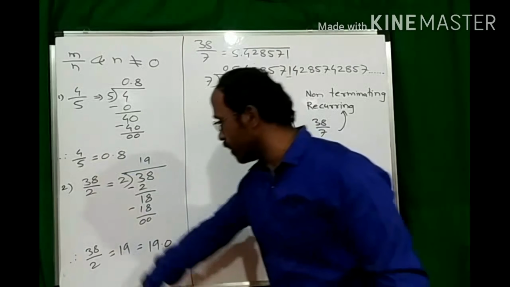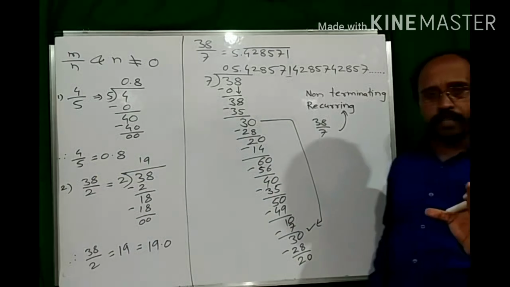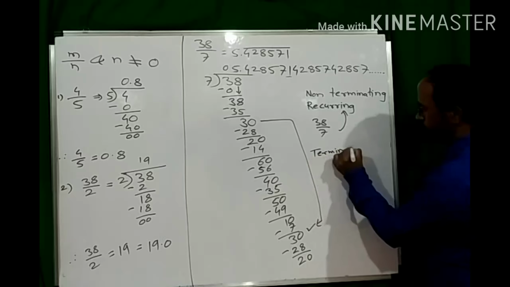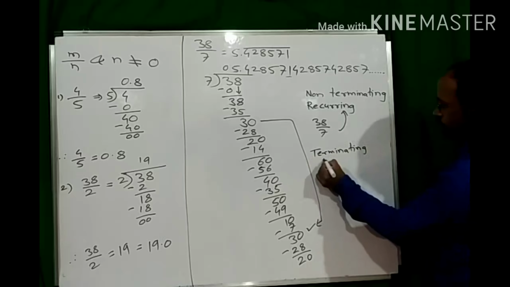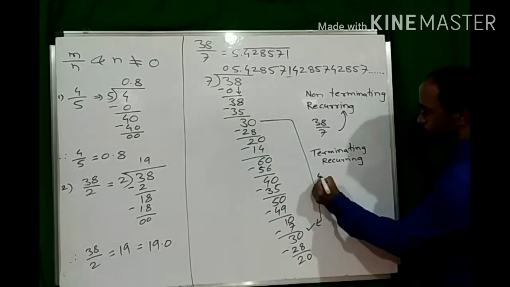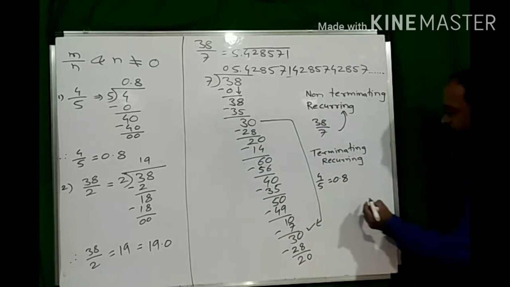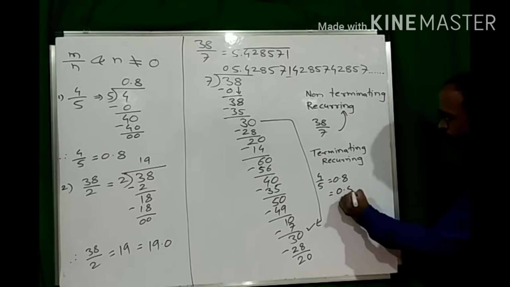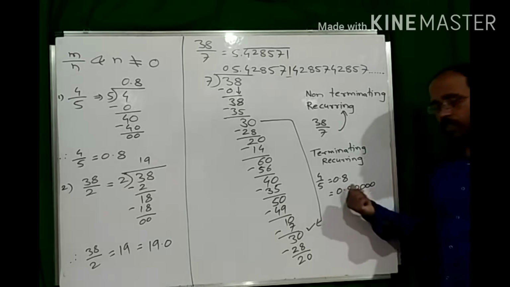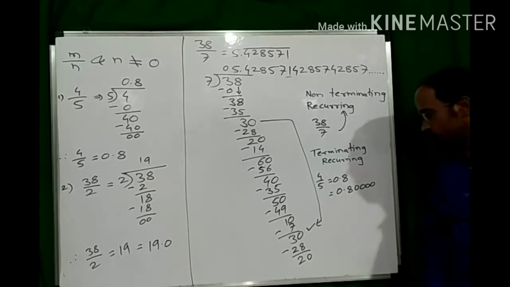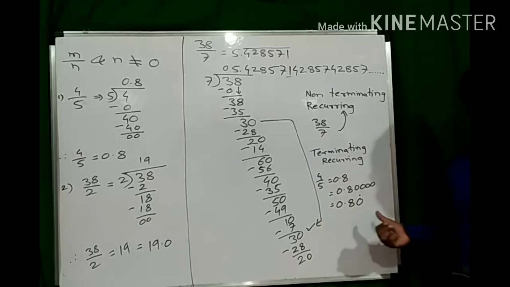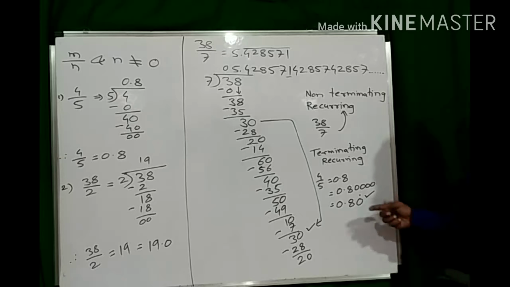And this 4 upon 5 and 38 upon 2, which category do they come under? They come under terminating, recurring. How recurring? Let us see. This 4 upon 5, which is equal to 0.8, can we write it as 0.80000? Can we write any number of 0 after this? Naturally the answer is yes. So can we write it as 0.80 bar? Right? So here this 0 is recurring.